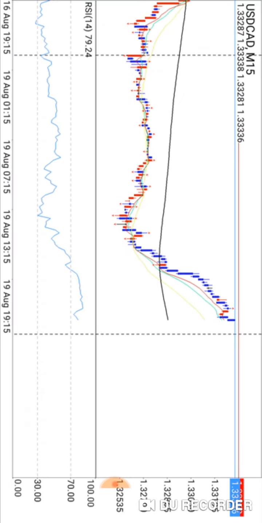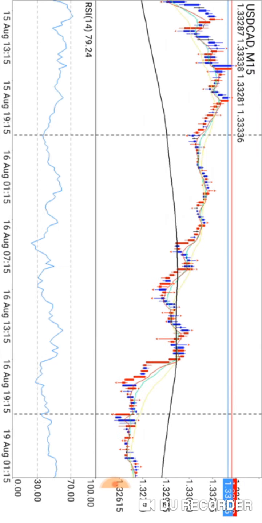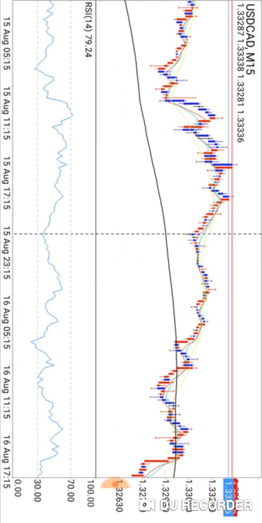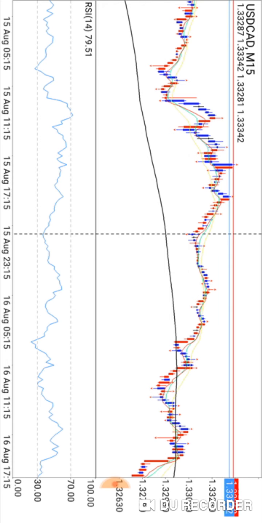If you have been following us and you have set up your chart properly, your chart should look like this. We have four moving averages. The black one is 200. The yellow one is 50. The green one is 20. Then the reddish one is 5. And at the bottom we have the RSI indicator.